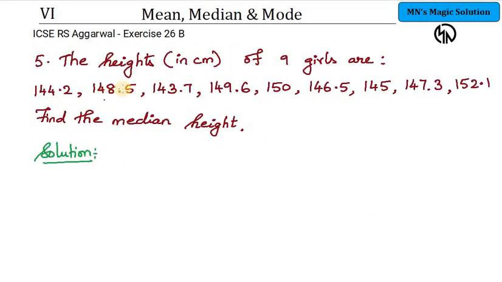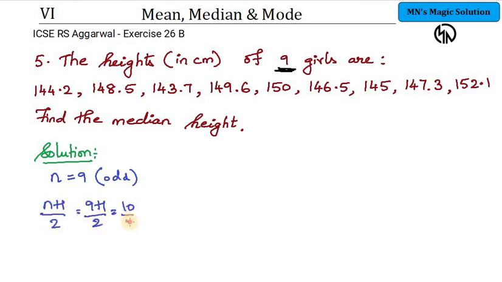Question number 5. The heights in centimeter of 9 girls. The number of data is how many? It is 9. So n in the question is 9. 9 is an odd number. So N plus 1 divided by 2, which is 9 plus 1 by 2, 10 by 2. So the 5th data is my median data. So how should I proceed? Arrange everything in ascending order.